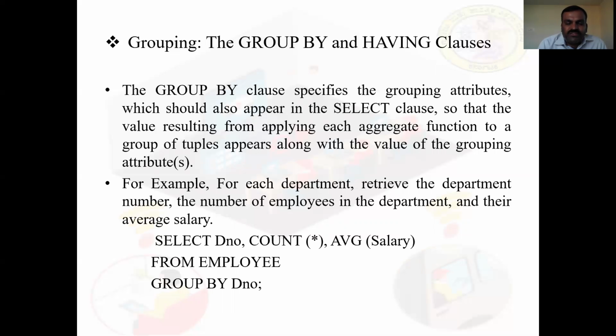SQL has a group by class for this purpose. The group by class specifies the grouping attributes, which should also appear in the select class, so that the value resulting from applying each aggregate function to a group of tuples appears along with the value of the grouping attributes.